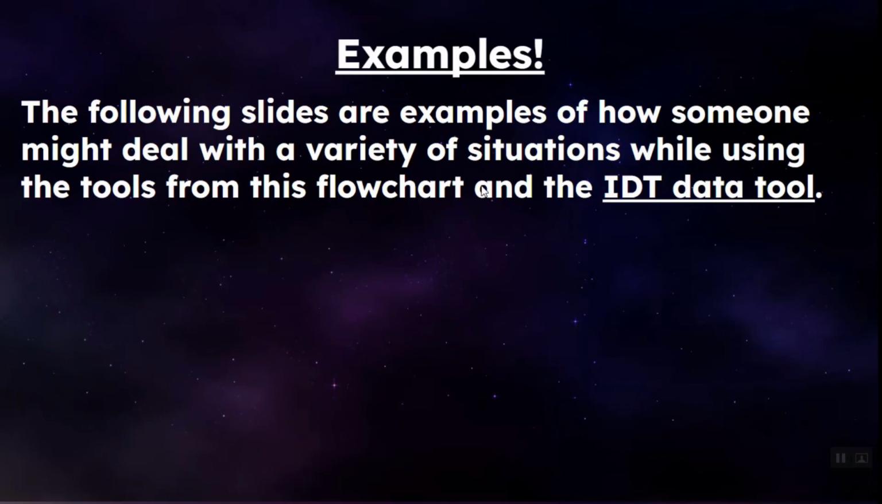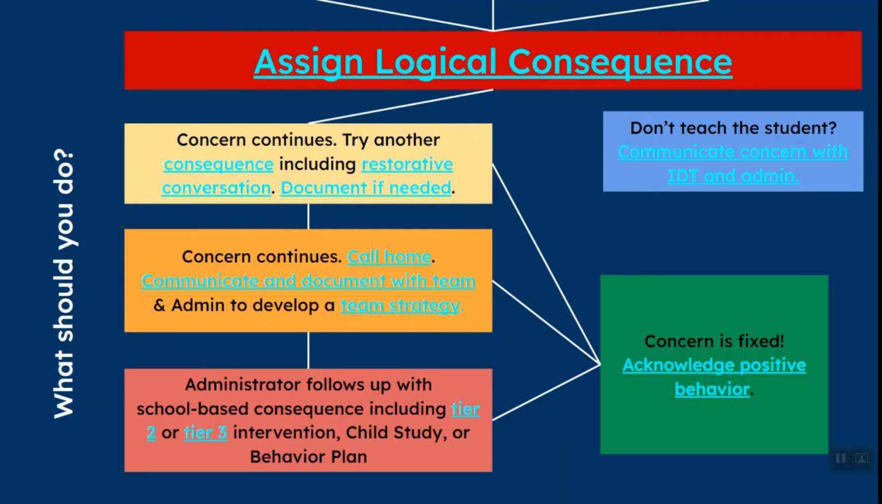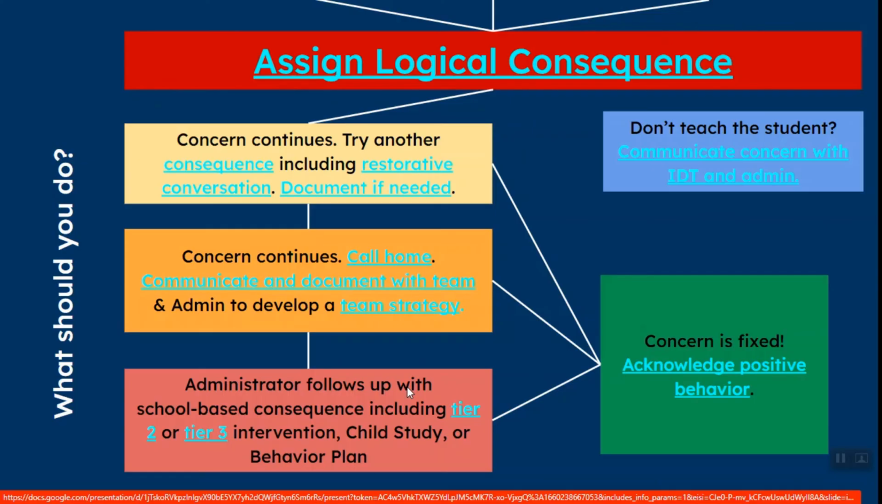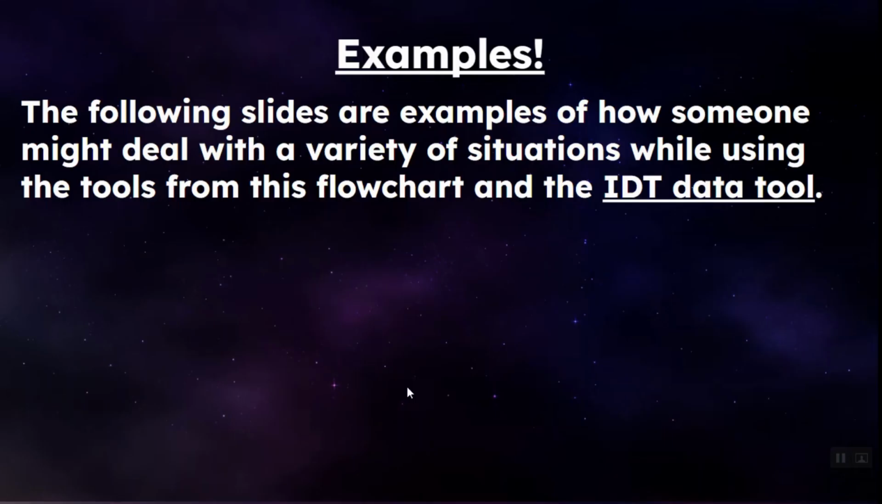In addition to that, I added examples at the end just because some of these situations might not be that clear. It's a little bit more dynamic than this flowchart might suggest. This kind of makes it seem like it's all going to be streamlined and the concern is going to be fixed. Some of these situations are much more muddy than that. So I provided some examples about what I would do in a variety of situations and how I'd use the tools from the flowchart and the IDT data tool.